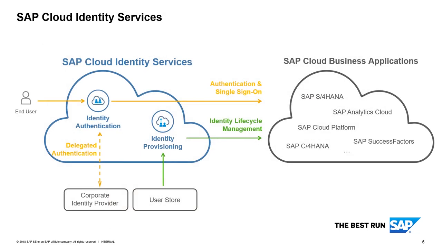Cloud Identity Services currently consist of two main components: identity authentication and identity provisioning. The existing products SAP Cloud Platform Identity Authentication Service and SAP Cloud Platform Identity Provisioning Service are now part of the product SAP Cloud Security Services. We combined them under one official product name and on one platform. We are planning to add more services in the future to deliver integrated solutions for the intelligent enterprise.